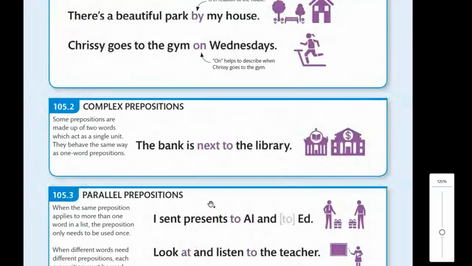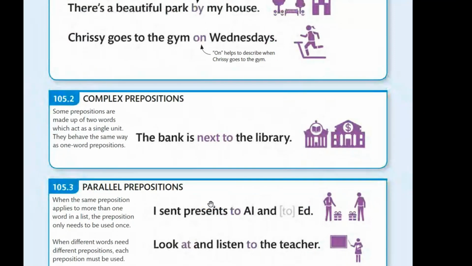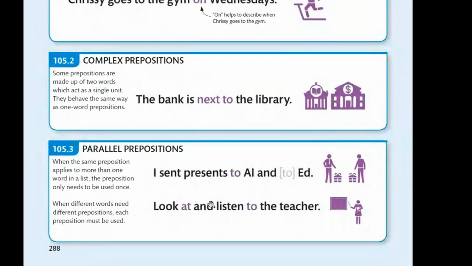Let us move to complex prepositions. Some prepositions are made up of two words which act as a single unit. Now, the ones that we talked about, on, by, are just one word, but we have some prepositions that are made up of two words, but they act as a single unit. They behave the same way as a one word preposition. And one thing about this kind of preposition is that you cannot separate them. If you separate them, they are going to mean different things and they may not pass across the information that we intend for it to pass across.